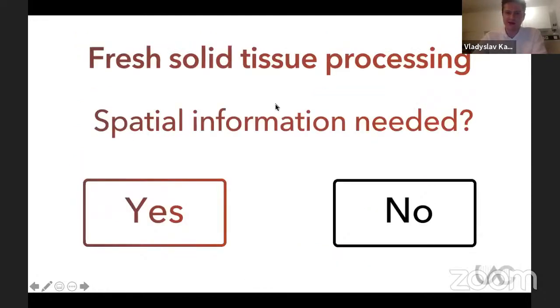When you need the spatial information of your sample, it's getting a little bit harder. Yeah, because you have two components in that case. You need messenger RNA information and also the spatial information of where the cell is seated in the tissue.